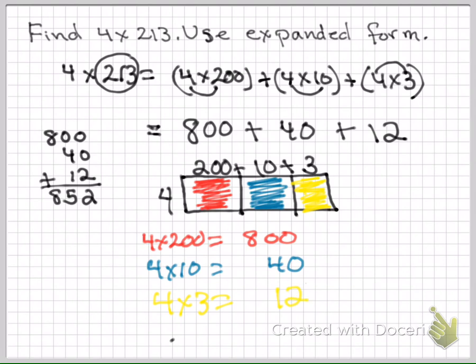Now we add those answers. We add our partial products. These here are the partial products. 2, 4 plus 1 is 5, and 8.